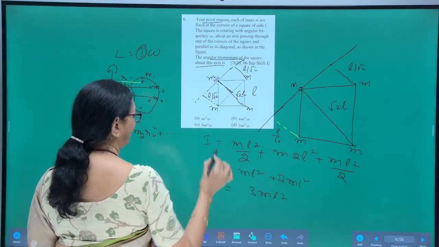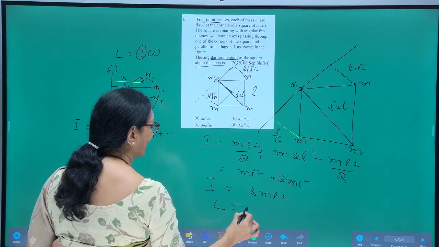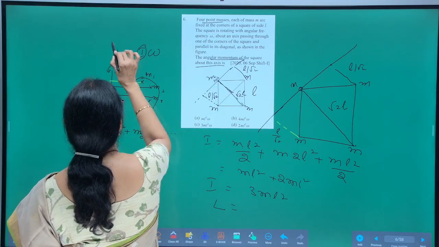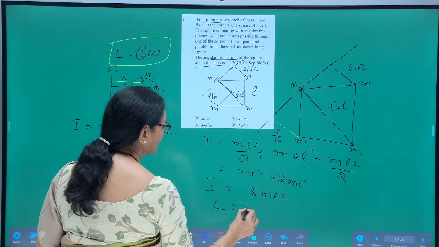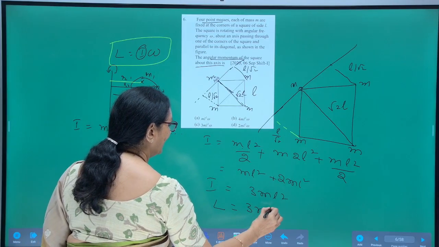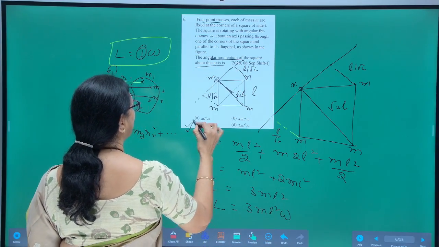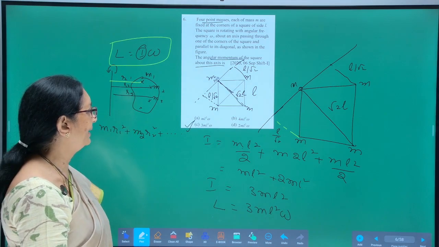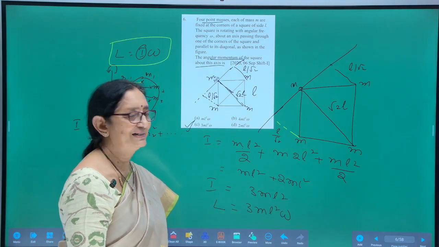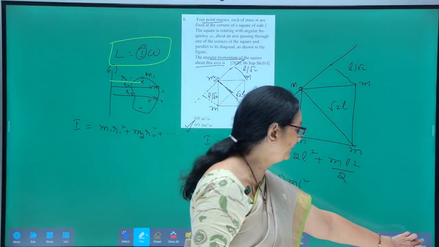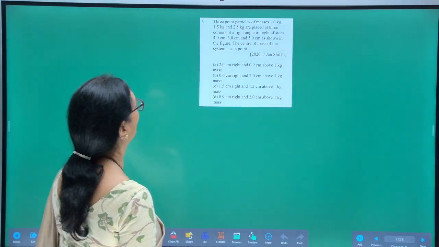But you are supposed to find angular momentum about that axis. Angular momentum is I omega. So, this is 3ML square omega. This is the correct option. 3ML square omega is the angular momentum of the system about the axis shown.